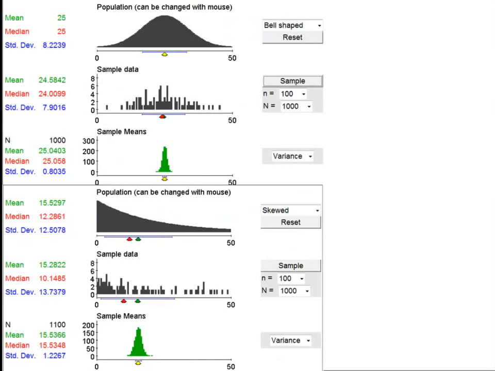So here is a slide showing the results from an online applet that will create samples from populations. The first half, the upper half, I set it up to have a population that was bell-shaped, right? And then I asked it to take samples of size 100, and then I wanted to take 1,000 of those samples.